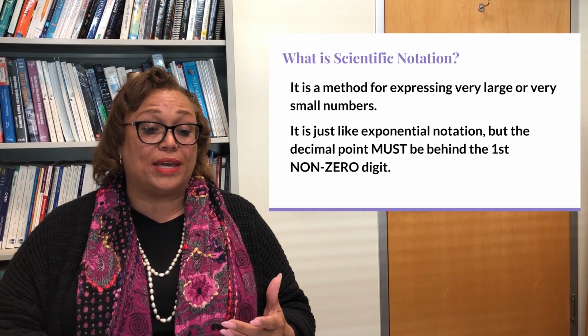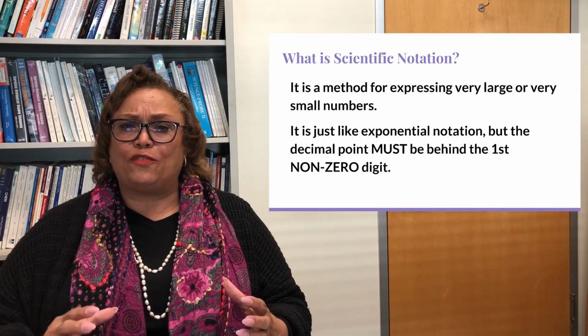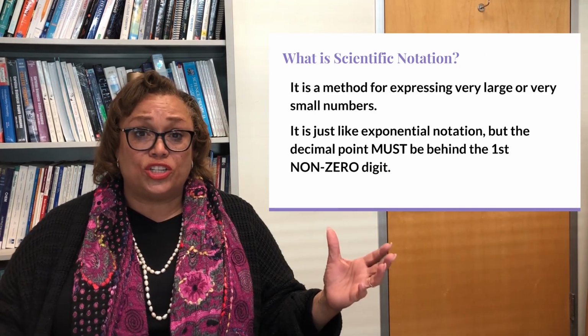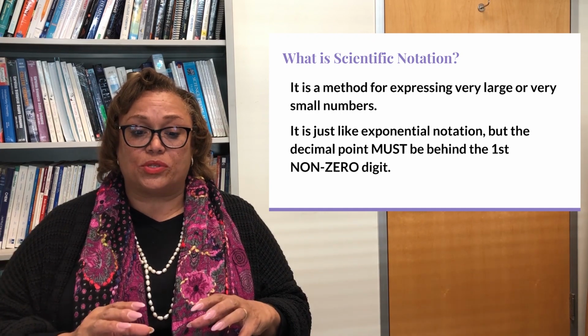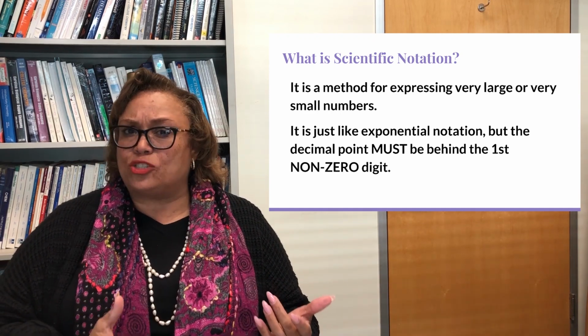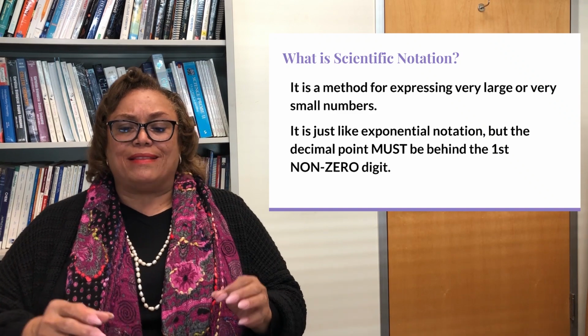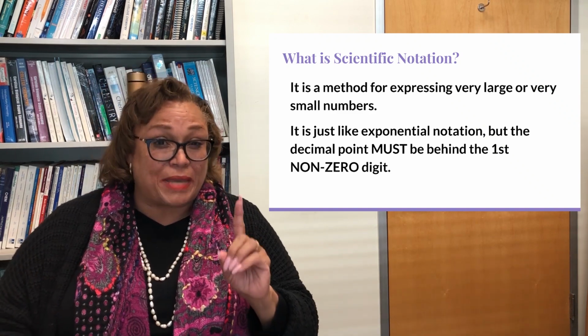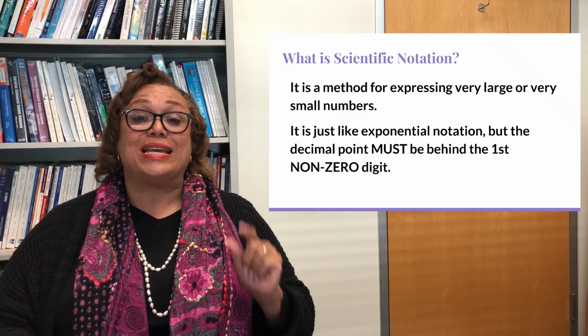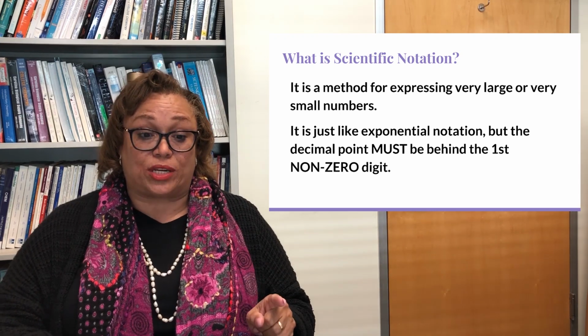So we've got to understand scientific notation. Scientific notation is not difficult. You can do it. It's just a method for expressing very large or very small numbers. It's just like exponential notation, but the decimal point must be behind the first non-zero digit.